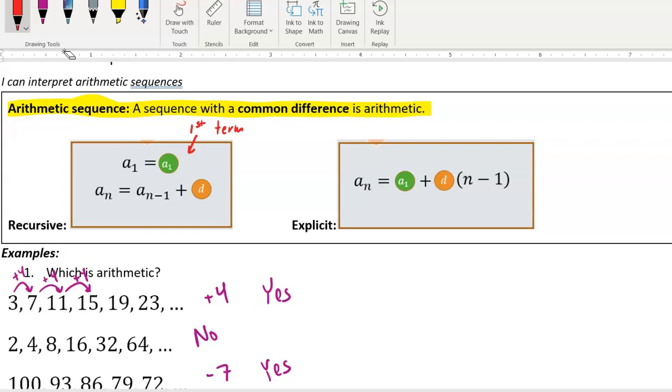Now what does this bottom row mean? In math, we have shorthand, just like when you text, a lot of times you use emojis or abbreviations for phrases so you don't have to type the whole thing. That's what we're doing here. A sub n minus 1 is something that we will always have in a recursive formula. That just references the previous term.